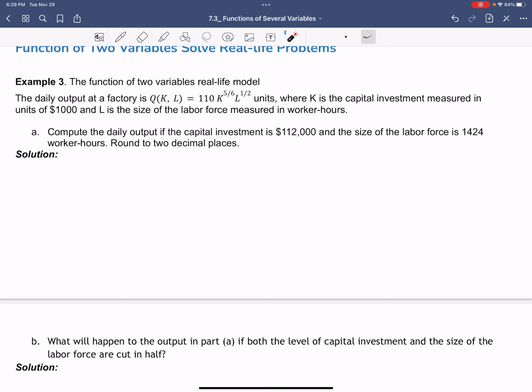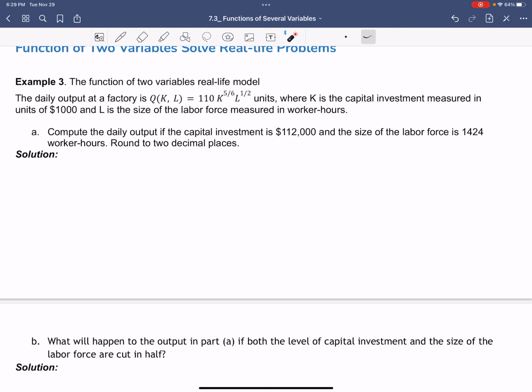Just be aware that K represents numbers in thousands. So, for example, if K equals 1, that means 1,000. If K equals 2, that means 2,000. If K equals 10, that means 10,000. If K equals 100, then that means 100,000. All right, so let's jump into part A.